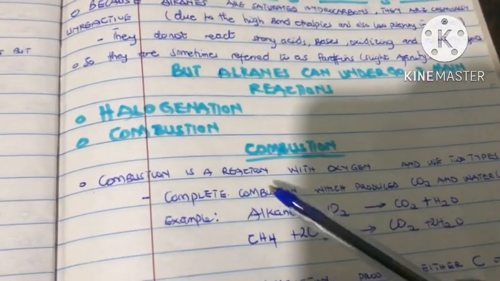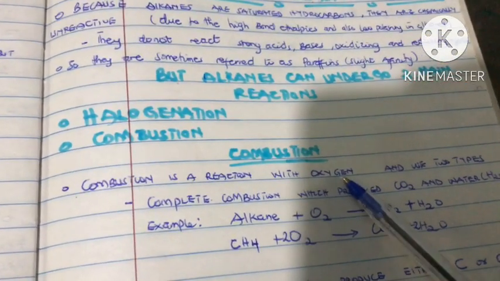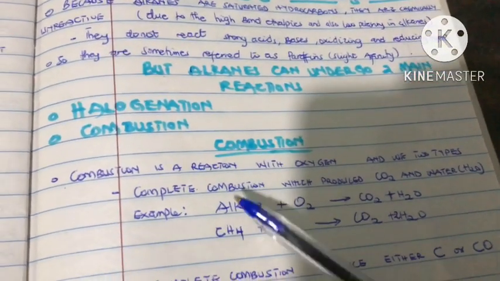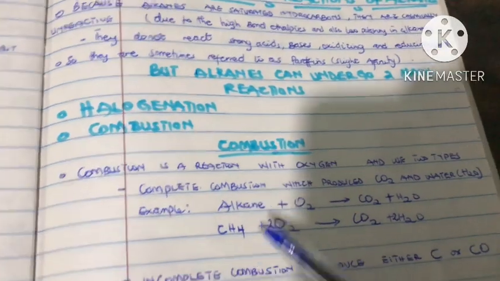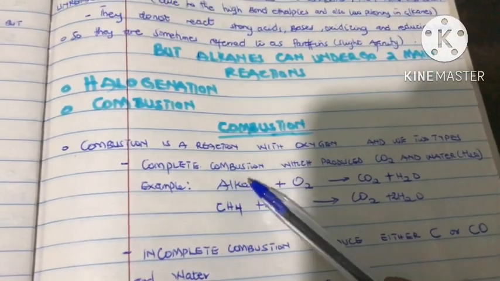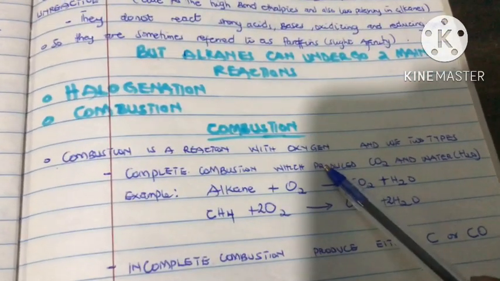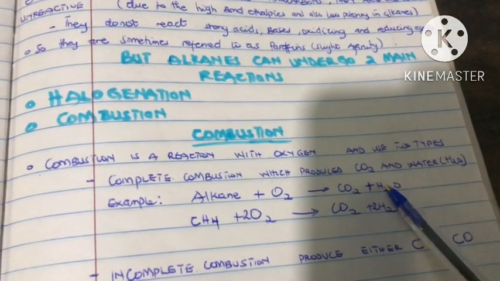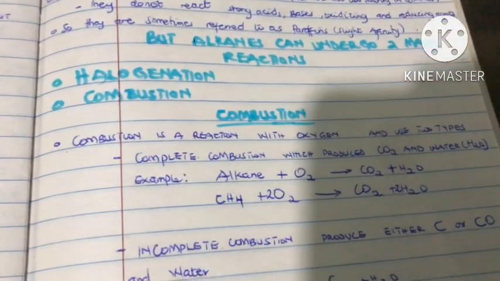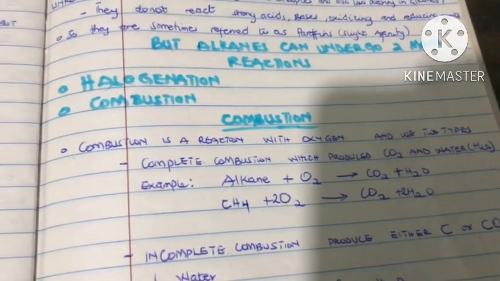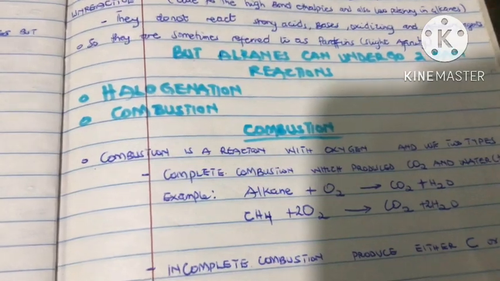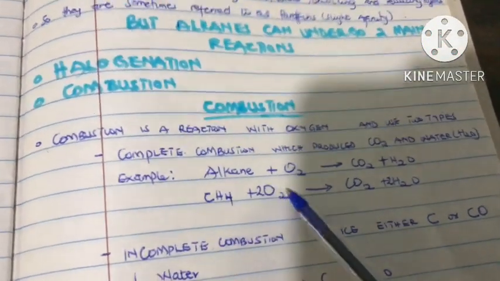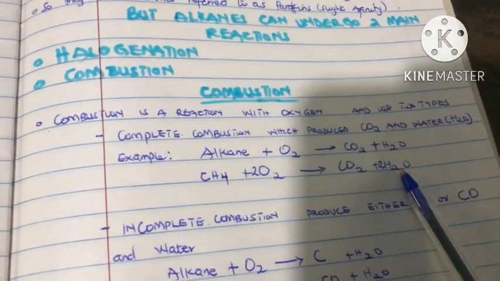Let's look at combustion. Combustion is a reaction with oxygen, and we have 2 types of combustion: complete combustion and incomplete combustion. For complete combustion, the alkane will react with oxygen and will produce carbon dioxide and water. For every alkane in complete combustion, we produce carbon dioxide and water. So methane, ethane, propane, they all give carbon dioxide and water. So methane and this oxygen, see, carbon dioxide and water.